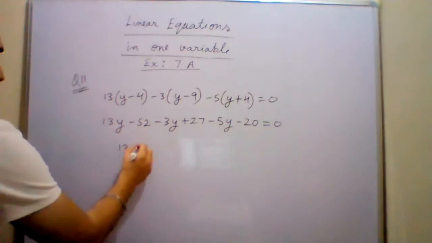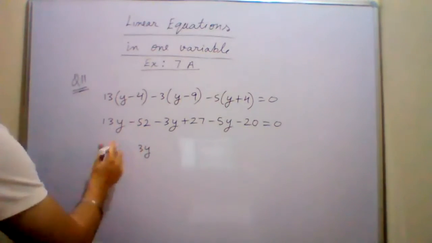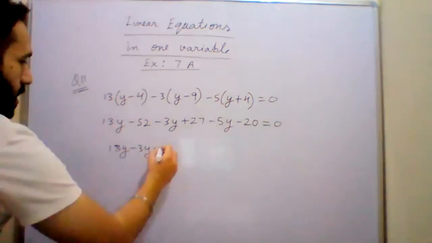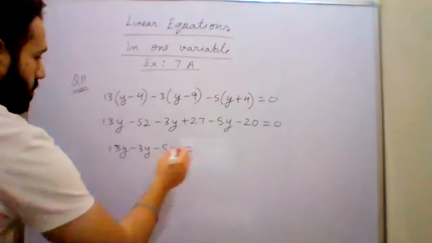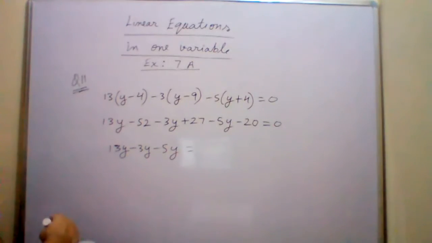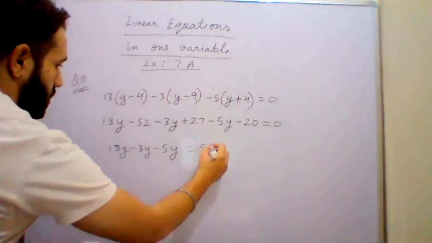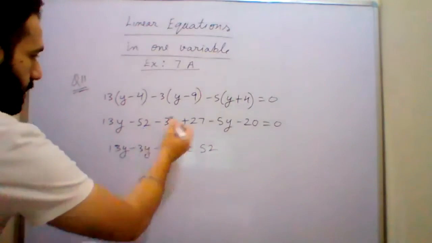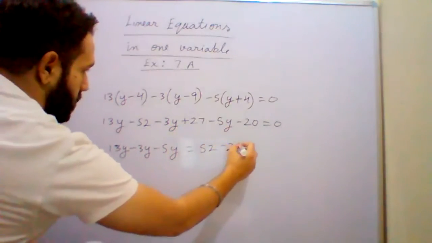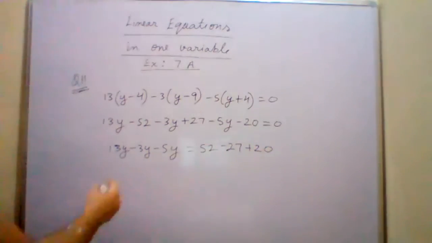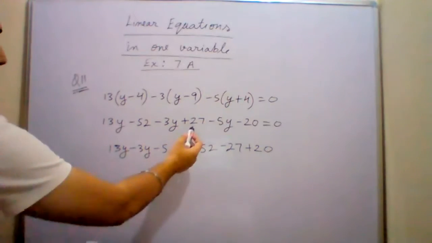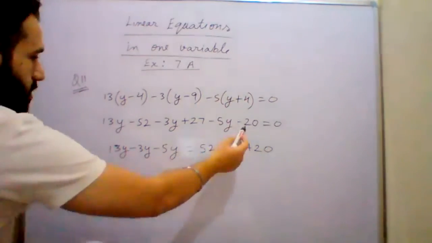13y minus 3y minus 5y are like terms. All the terms which are without the variable y, I'm taking them to RHS. These are known as constant terms: minus 52 plus 27 minus 20. When you take the terms to RHS, you change the signs. Minus 52 will become plus 52, plus 27 will become minus 27, and minus 20 will become plus 20.